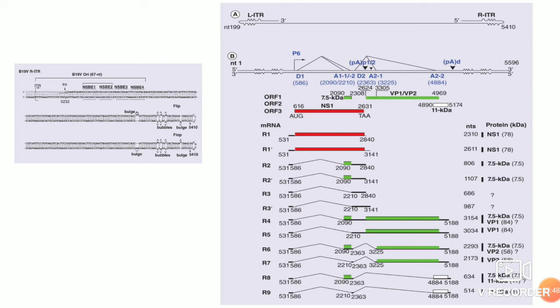The double stranded replicative form shows only one promoter, that is the P6 promoter, which codes different types of ORFs. That is, there are 9 different ORFs which are produced, the 9 different mRNAs. The important structural mRNAs are VP1, VP2, and 11 and 7.5 kilodalton. The non-structural, or NS1, is essential. NS1 mRNA codes a protein which helps in DNA replication.